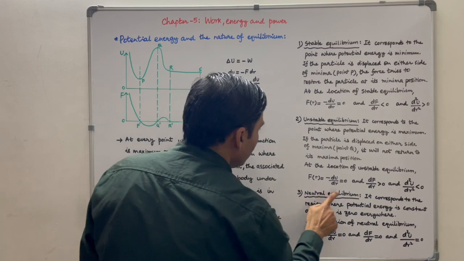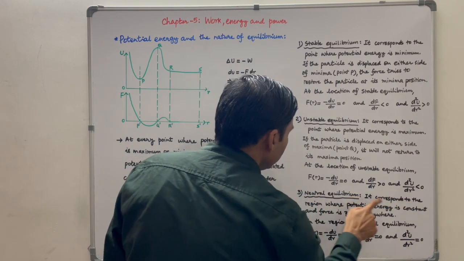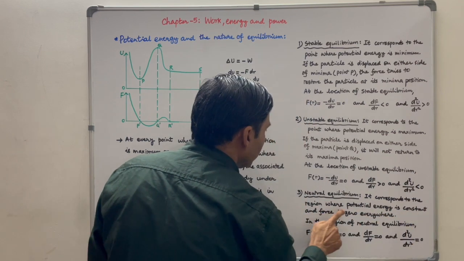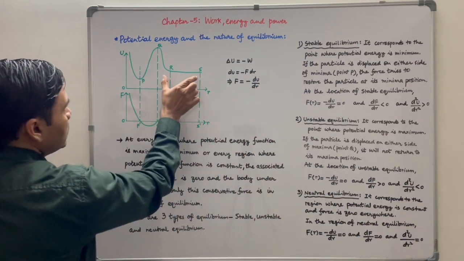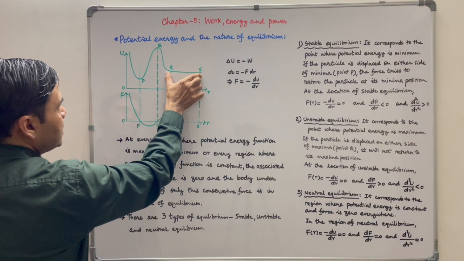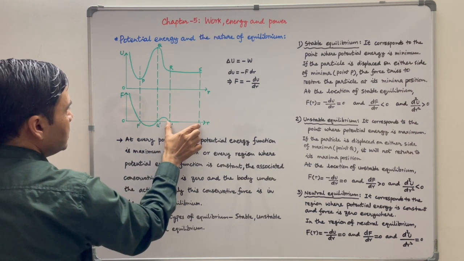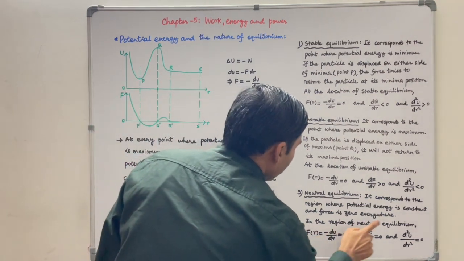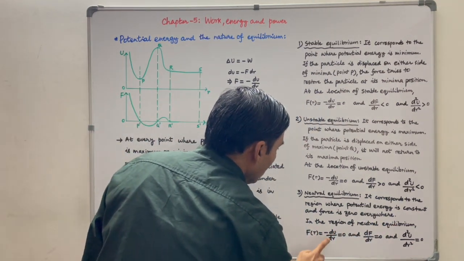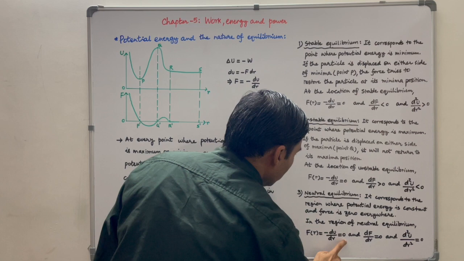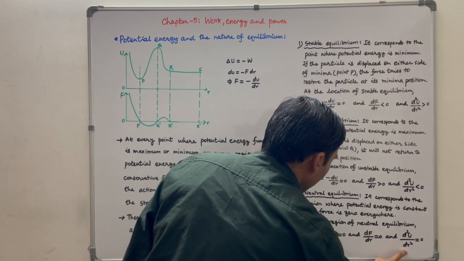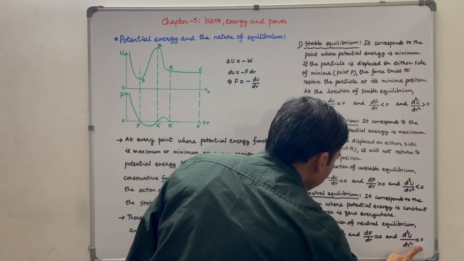Third one is neutral equilibrium. It corresponds to the region where potential energy is constant and force is 0 everywhere. So this is the region where potential energy is constant and this is the region where force is 0. In the region of neutral equilibrium, F is equal to minus dU by dr is equal to 0, dF by dr is equal to 0, and d square U upon dr square is equal to 0.